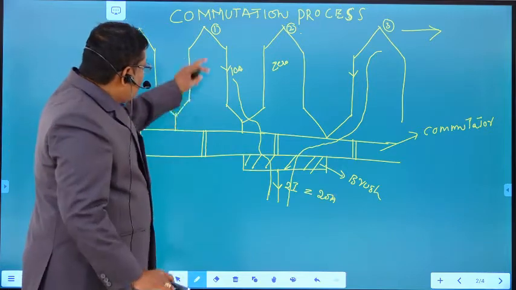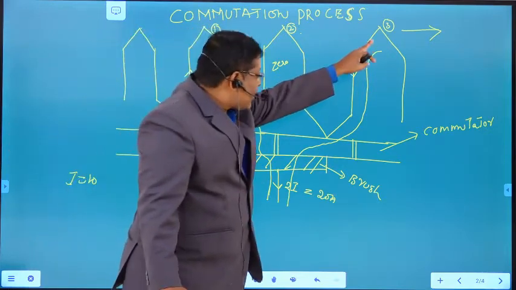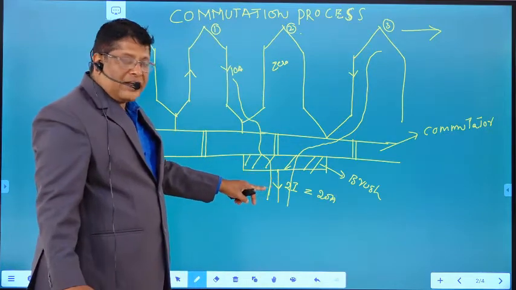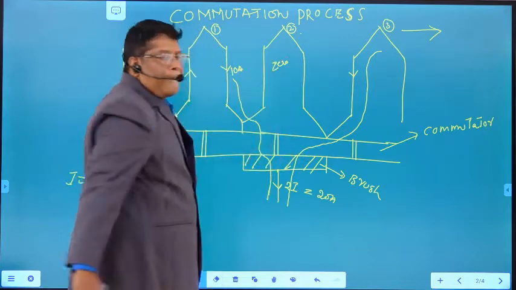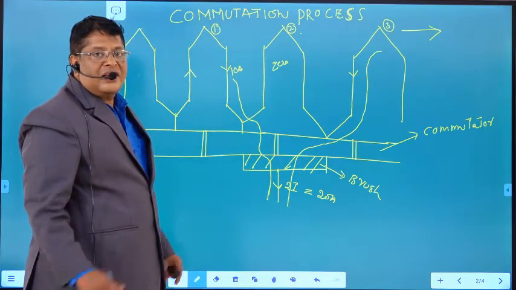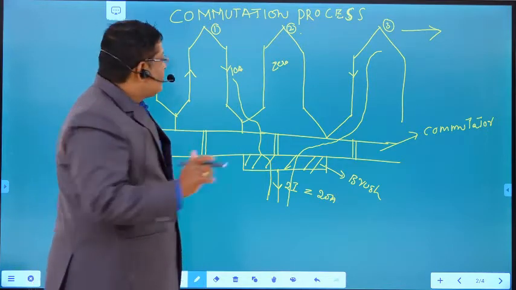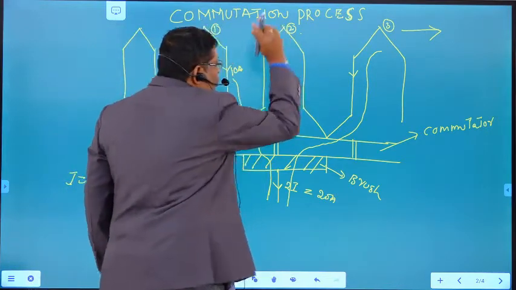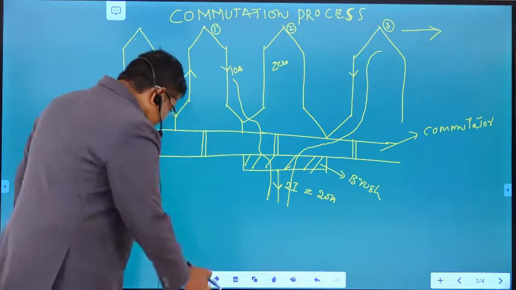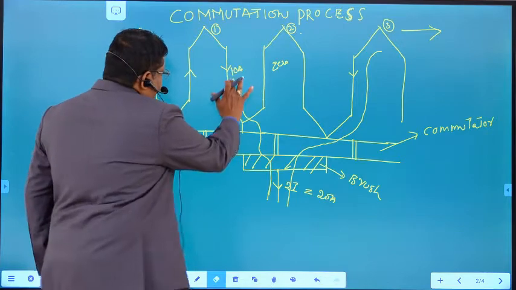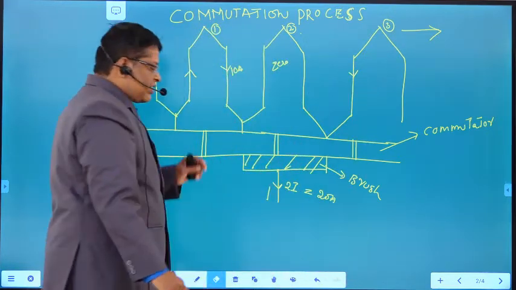So try to observe here. 10 amperes of current is coming from coil 1. 10 amperes of current is coming from coil 3, because the brush is exactly connected to short circuit coil 2, whereas the current in coil 2 is 0. This is the first case.